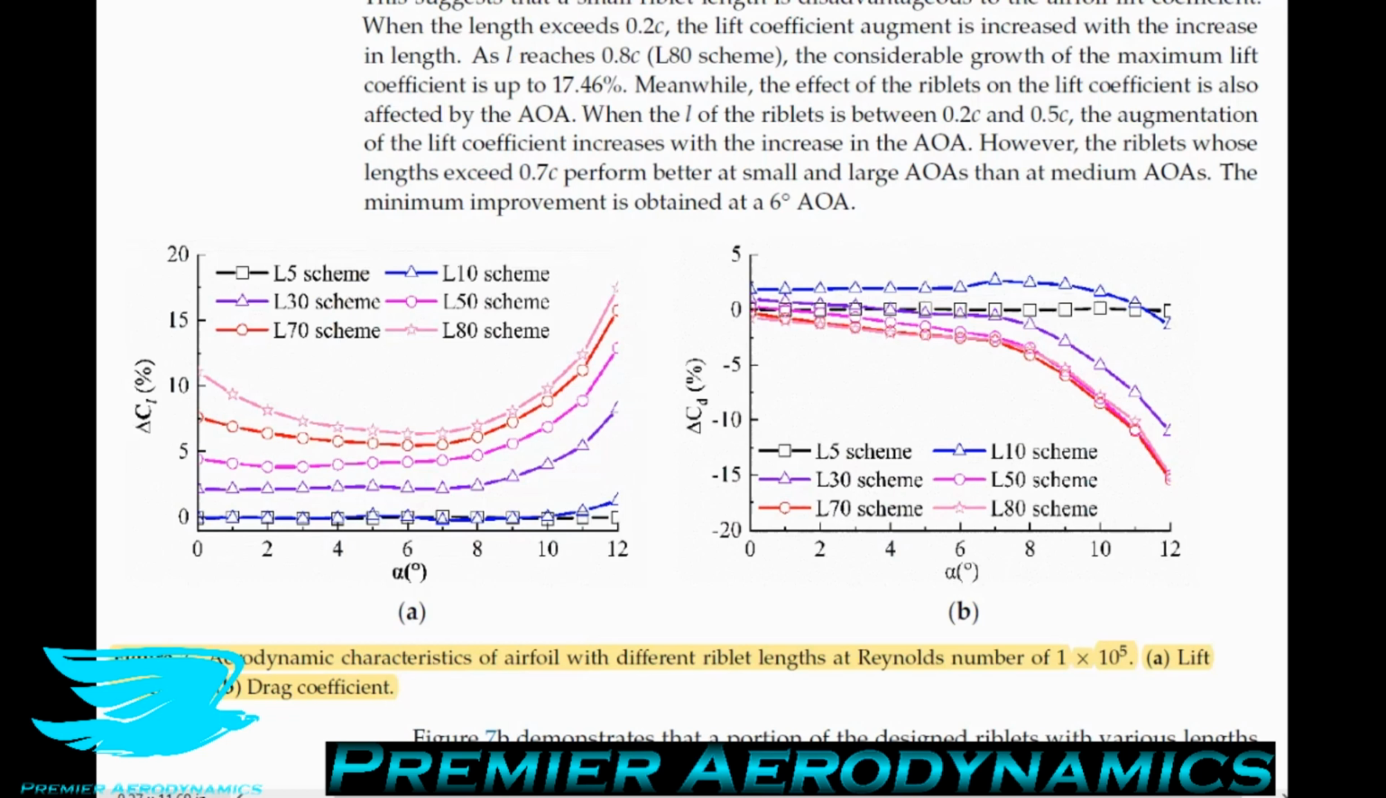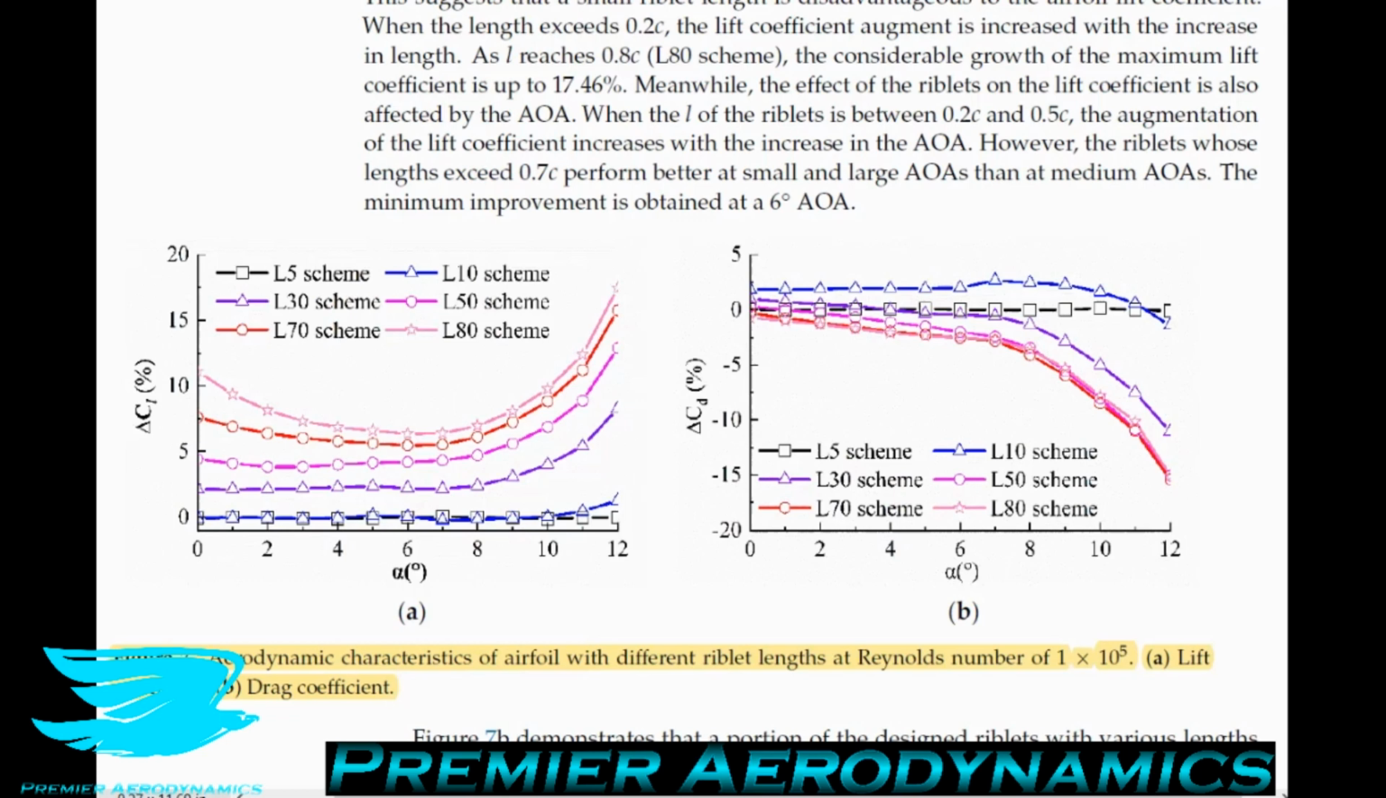So to give you an idea as to how good a flow control device is, if you can get like a 3% increase in lift coefficient without any drag penalty for an airfoil, that's considered really good. To get 18% almost is unreal. You don't get that in many situations. Meanwhile, the effects of the riblets on the lift coefficient are also affected by the angle of attack.